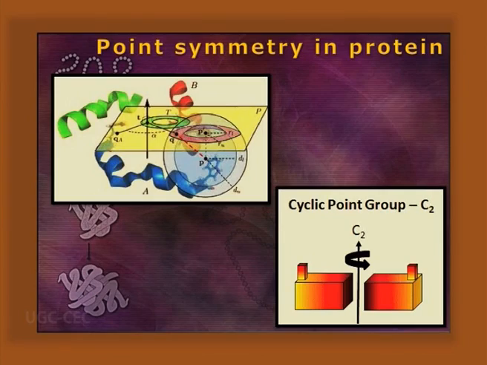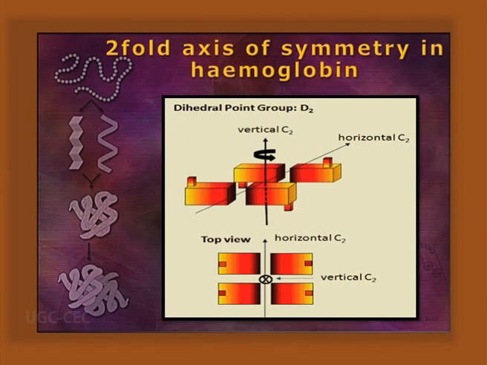Now, in all the cases of symmetric interaction, what is point symmetry? Where all the subunits have the same geometric type of symmetry, the same type of conformation. So that is called point symmetry. And this twofold symmetry is found in the case of hemoglobin, where two alpha-beta dimers are interacting together.